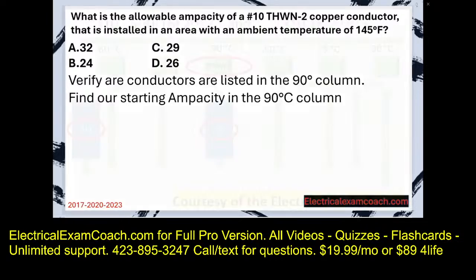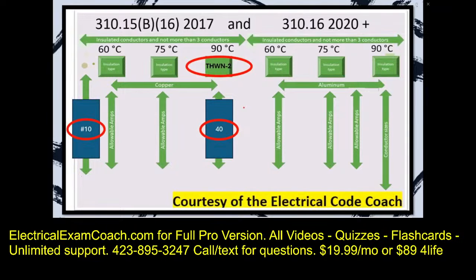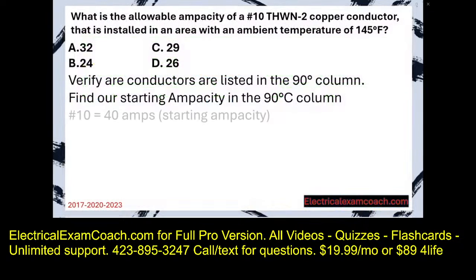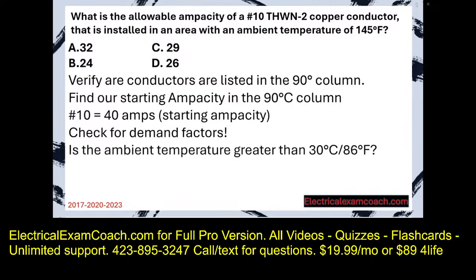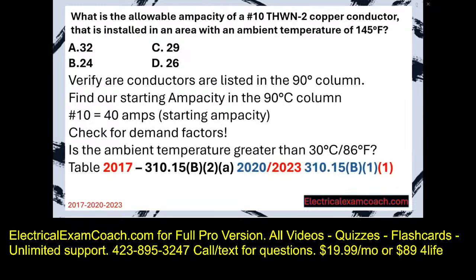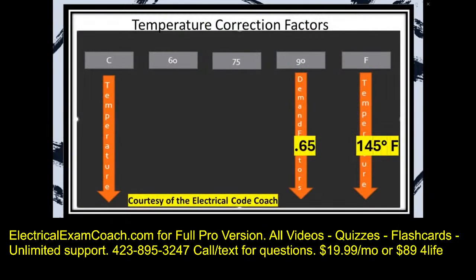We head back to the table. We come down and find our number 10 on the left, and we cross over to 40 amps. Now we check for demand factors. Is the ambient temperature greater than 86 degrees Fahrenheit? It sure is. We're going to head to our table and find our correction factor.